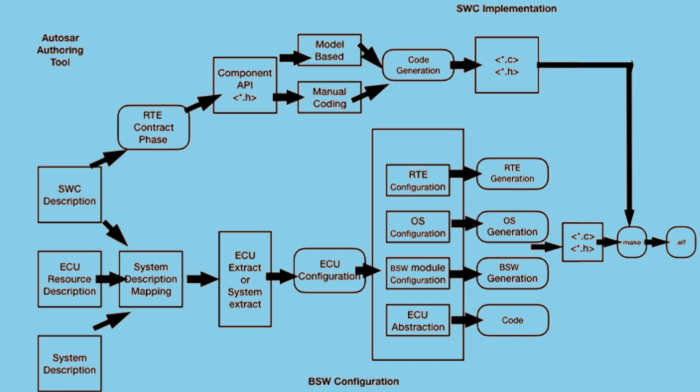They generate the RTE code, OS code, and basic software code. At the end of this step, we again obtain C and header files. Finally, in the integration step, all generated files are combined. The application software, the RTE, the OS, and the basic software are compiled together using a makefile. This produces the final executable that is flashed into the ECU.